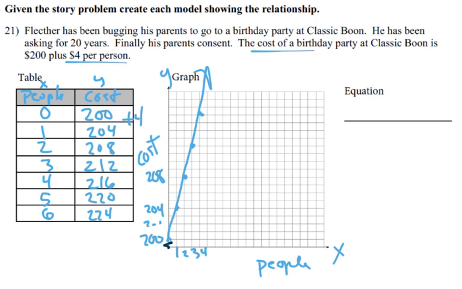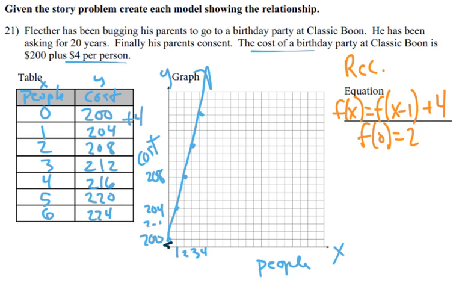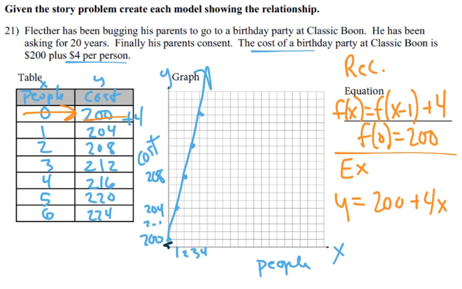Now my equation, we can go recursive or explicit. If we did recursive, I'd go f of x equals f of x minus 1, because we always do that. And my pattern is plus 4. And where did we start? We started at 200. There's my recursive. For my explicit, I'd go, see, we used y, so we could go y equals, where did we start? At 200, because that's where it was 0. What did we do to that? Added 4. How many times? X number of times, because we kept going. So I could rewrite that as 4x plus 200 as well. Either one of those would work.